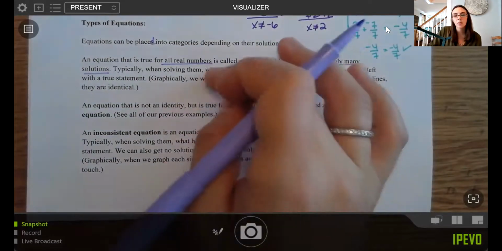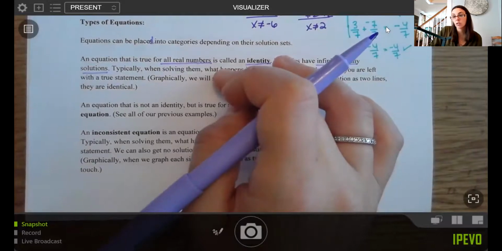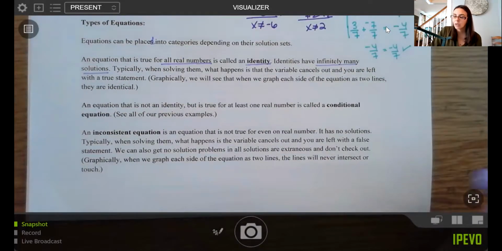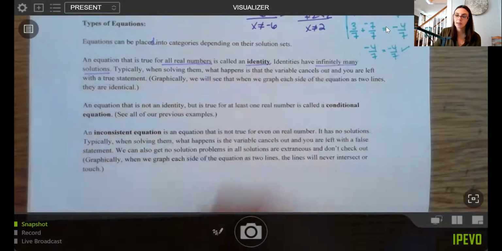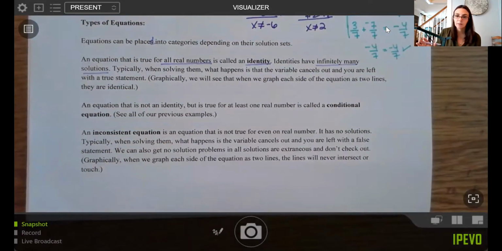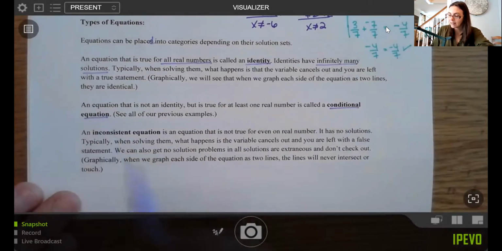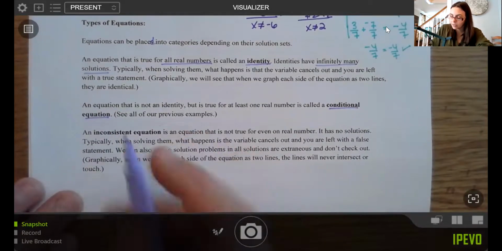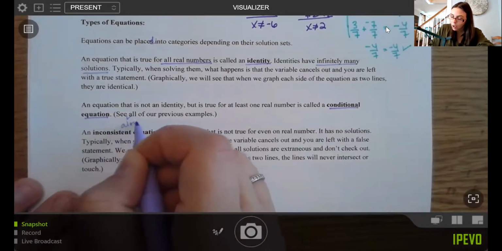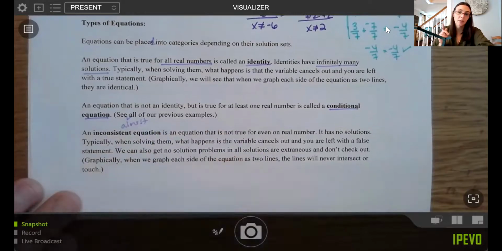This is different than just when we graph equations in 2 variables and we get infinitely many points. So an identity actually means that every single number is a solution. Everything works. An equation that's not an identity but is true for at least one real number is called a conditional equation. And that pretty much happens for almost all of our previous examples. So we did have one that was a no solution, but all the others are conditionals.